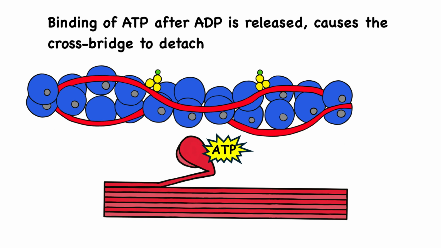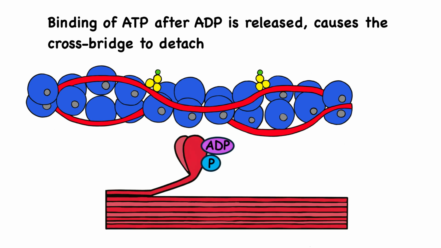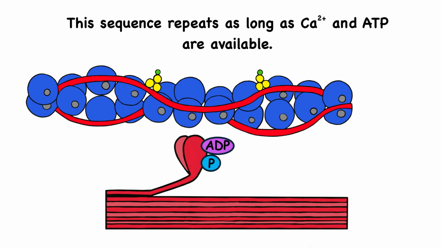Without ATP, myosin would stay stuck to actin, which is exactly what happens in rigor mortis. When ATP is present, it's hydrolyzed again, re-energizing the myosin head and resetting it for another cycle. This sequence, attach, pull, release, reset, repeats as long as calcium and ATP are available.